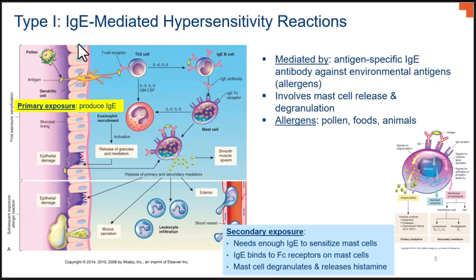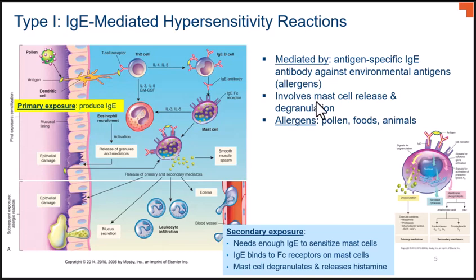Starting with type 1 reactions, they're also known as IgE-mediated hypersensitivity reactions. When you see Ig, it stands for immunoglobulin, and this is specifically immunoglobulin E, which is a type of antibody that is found in mammals. This type of hypersensitivity is mediated by antigen-specific IgE antibody, IgE is the antibody, against environmental antigens. So it has to do with allergens. And it involves the release of the constituents of mast cells.